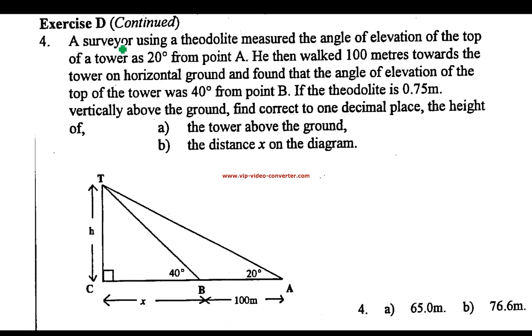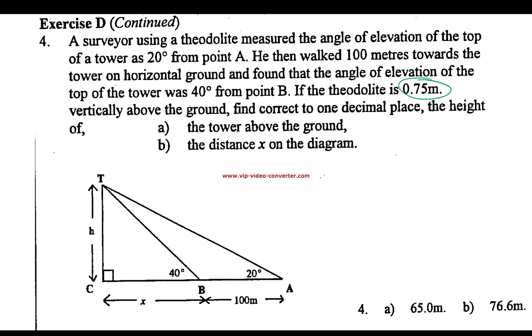So here we have a surveyor who's using a piece of equipment to measure the angle of elevation. From a particular point A, he finds that angle of elevation to be 20 degrees. He walks 100 meters up to B and finds another angle of elevation. It's 40. And we're told the piece of equipment is 0.75 of a meter vertically above the ground. So we want to find the height of the tower from the ground.